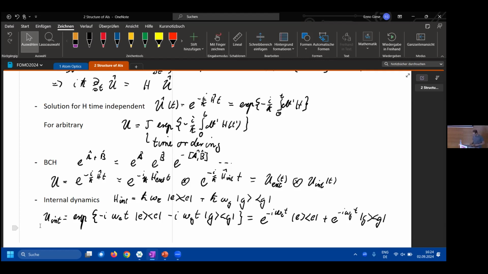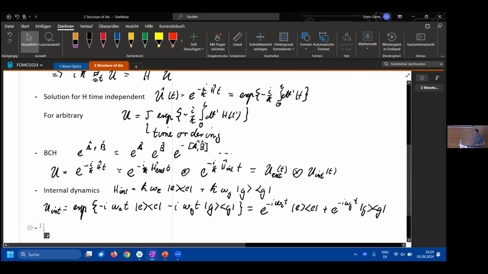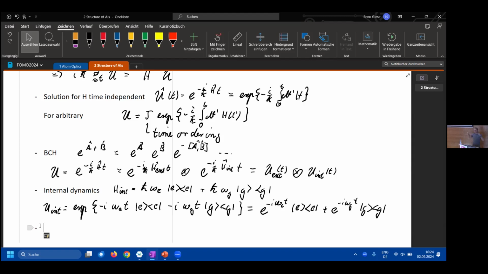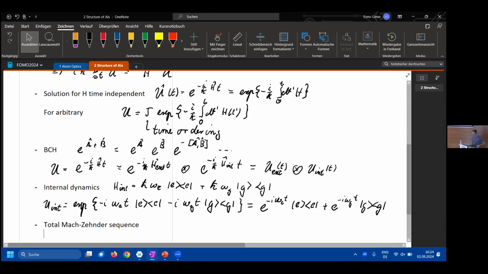Okay, so let's now talk about this Mach-Zehnder interferometer. What I just introduced on that slide was a beam splitter, mirror, beam splitter. That's like a Mach-Zehnder interferometer. Of course, everything can be generalized to arbitrary pulses, but let's just stick with that. Total Mach-Zehnder sequence. So how does that now look?